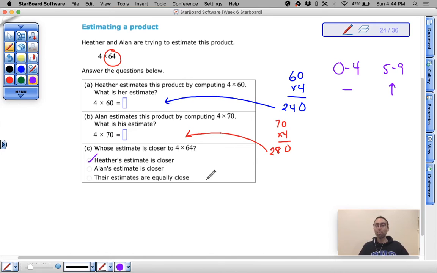So if we want to prove this even a bit further, since we do 64 times 4, we can solve it out the long way. 4 times 4 is going to be 16. Carry the 1. 4 times 6 is 24, plus the 1 is 256. So if I look at 256, is 240 closer to 256, or is 280 closer to 256? Well, 240 and 256 are much closer, which is why we estimate by rounding or keep that digit the same instead of moving it up. So that proves that Heather's estimate is closer.